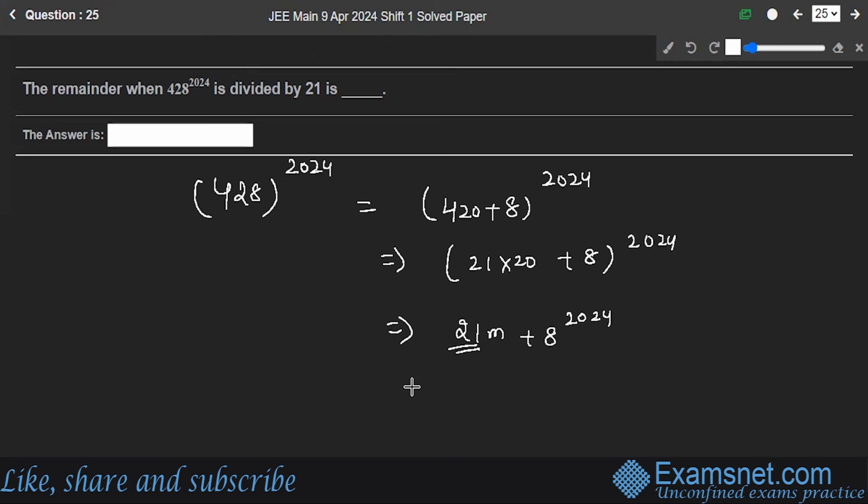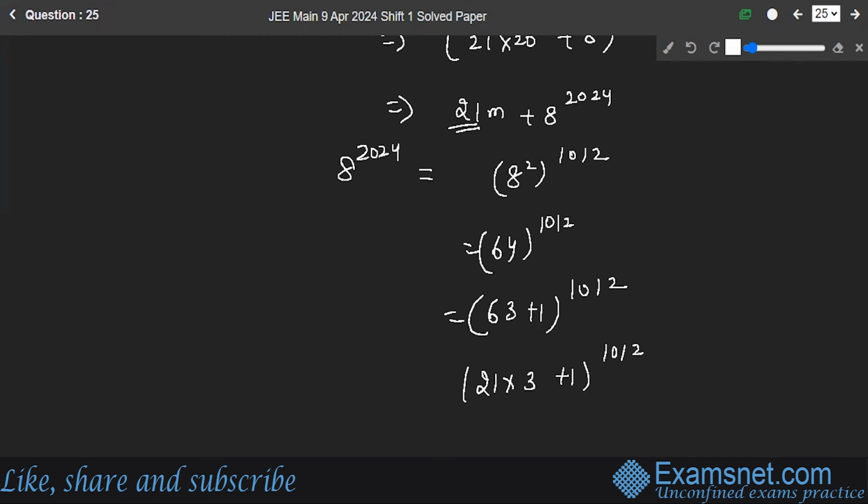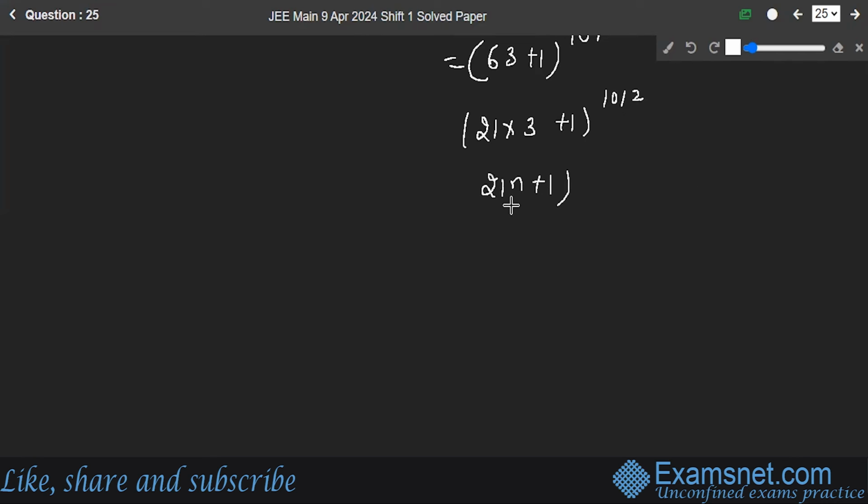So this can be written as 8 raised to power 2024. This can be written as 8 square raised to power 1012, and this is equal to 64 power this. And further, this is equal to 63 plus 1 raised to power 1012. Factorizing it again, 21 into 3 plus 1 power this. This is going to give you some 21n plus 1 raised to the power 1012, which is equal to 1 only.